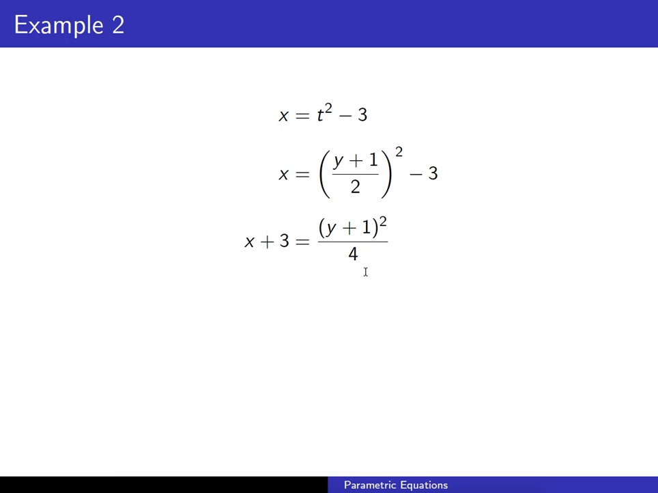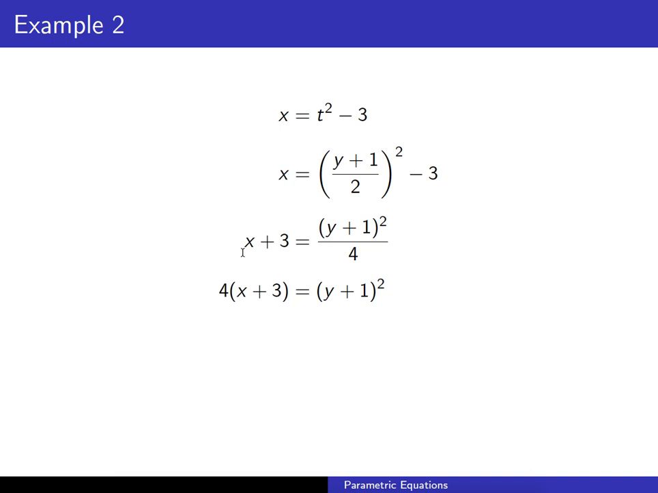But if we want to clear out our fractions, we can multiply both sides by 4, and we'll get 4 times x plus 3 equals y plus 1 in parentheses squared. So we have the parabola that we saw at the end of the last video, described by 4 times x plus 3 equals y plus 1 in parentheses squared.